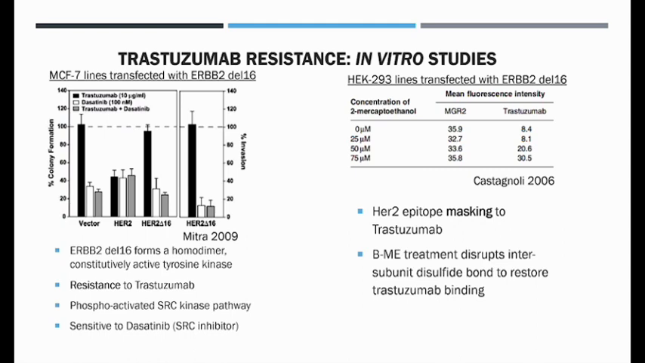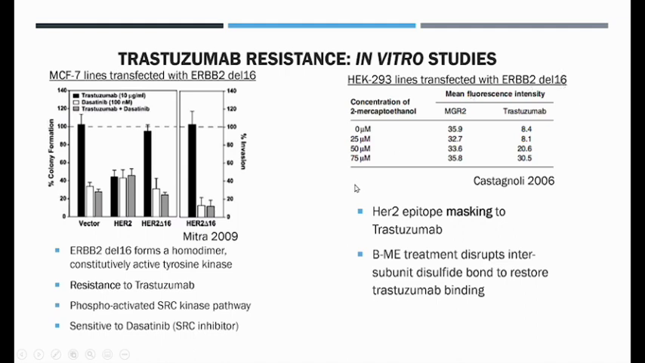Here, these are cell line studies in which 2D culture cell lines transfected with ERBB2-DEL16 showed resistance to trastuzumab. ERBB2-DEL16 forms a homodimer, constitutively activating the downstream tyrosine kinase pathway. It is resistant to trastuzumab, and the phospho-active SRC kinase pathway is activated downstream. These transfected cell lines were sensitive to dasatinib, which is the SRC kinase inhibitor. On the other hand, this was a very interesting study where the cell lines were transfected with the ERBB2-DEL16 variant.